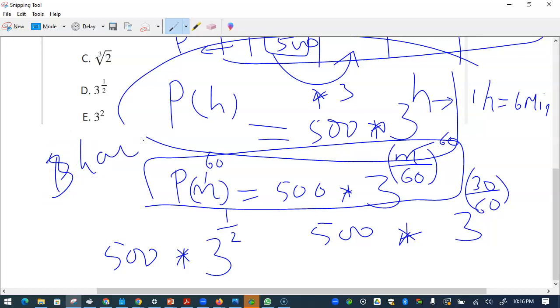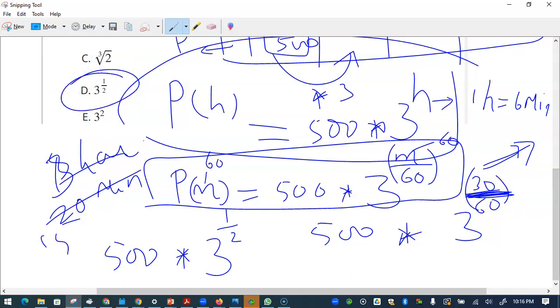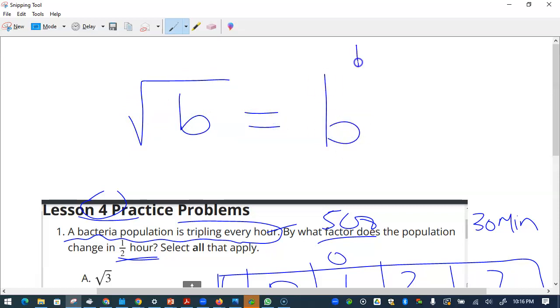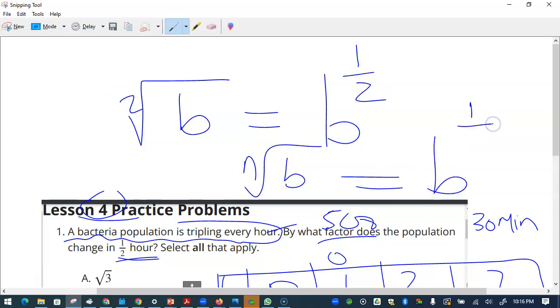What if they ask like 20 minutes? Then you'll have to do 20 divided by 60. If they ask 15 minutes, then you say, okay, 15 minutes, but you have to divide by 60 because every hour has 60 minutes. So there are two ways to answer here. Remember the trick: if I write square root of b, the formula is always raised to 1 over 2, because there's a 2 here, right? So the formula is: the nth root of b is also the same as b raised to 1 over n. Hope you remember that. Let's go to the next.